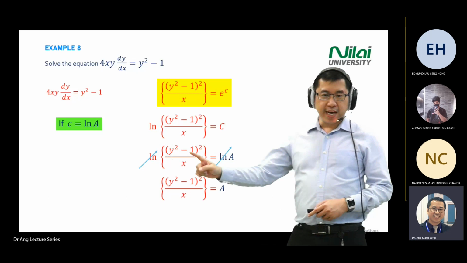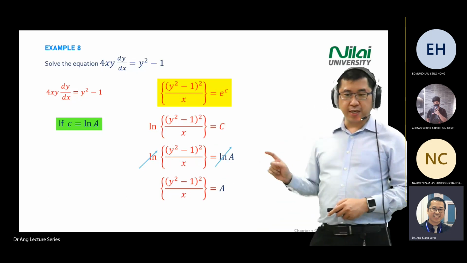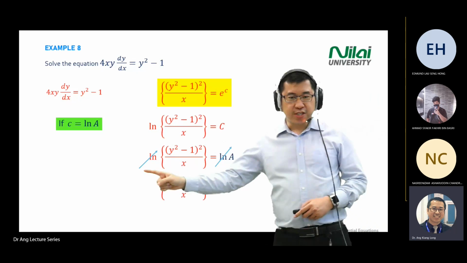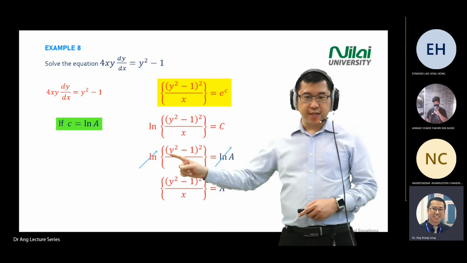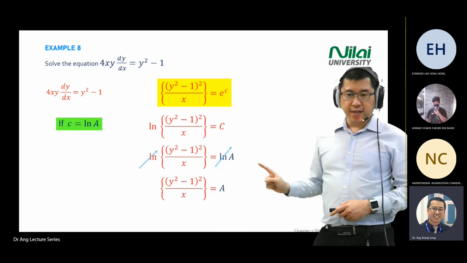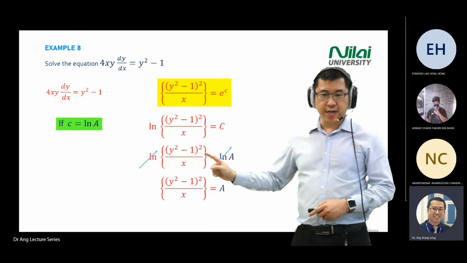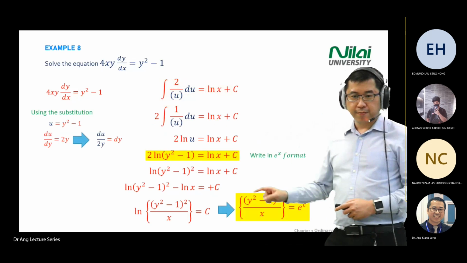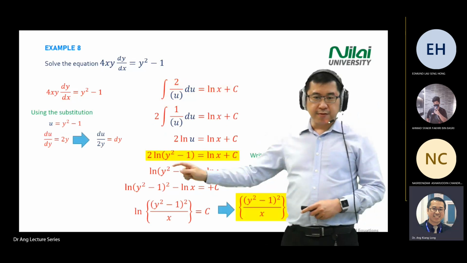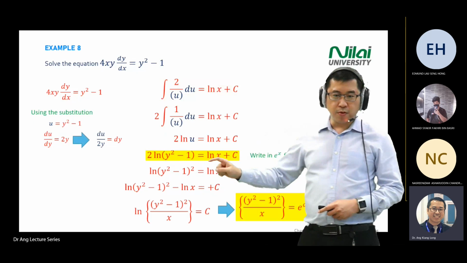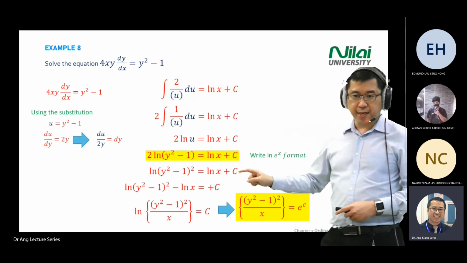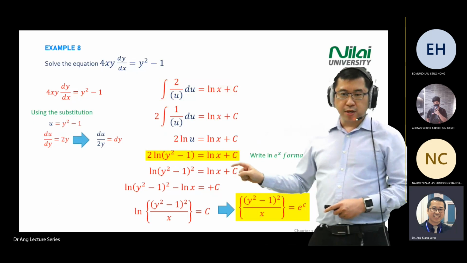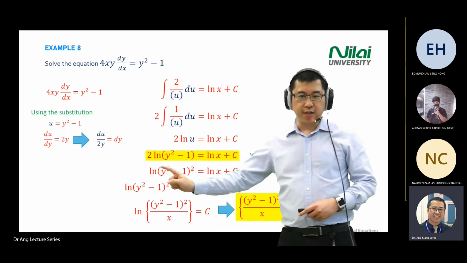When you can slash, when you cannot slash, you have to be clear. You can only slash the ln when on both sides there's a ln and nothing extra. For example, in this case, if ln of something equals ln of something plus something, there's something here that you still need to solve. You cannot slash. You cannot take out the ln.